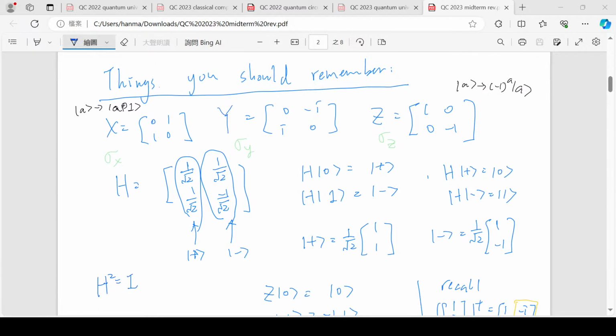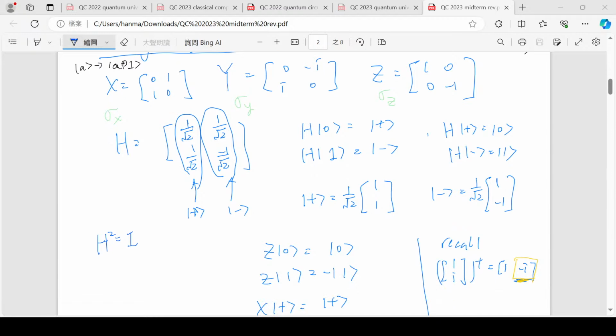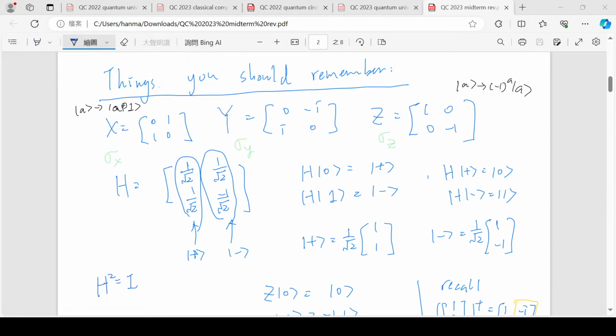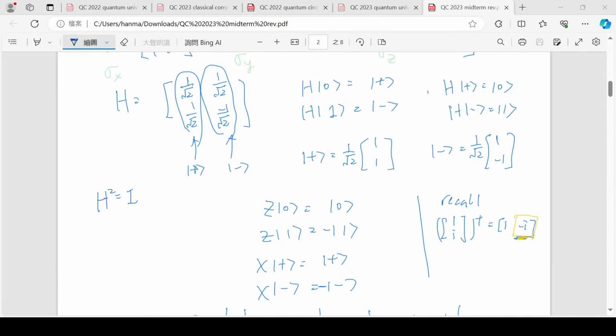Another very important matrix is the Hadamard. Written in matrix form, it is 1 over square root 2 times (1, 1; 1, -1). It's really nice because it transforms between the plus/minus states and the 0/1 states. H on 0, 1 becomes plus, minus, and H on plus, minus becomes 0, 1. Those plus and minus states are the eigenvectors of X. The plus state is 1 over square root 2 times (1, 1), and the minus state is 1 over square root 2 times (1, -1).